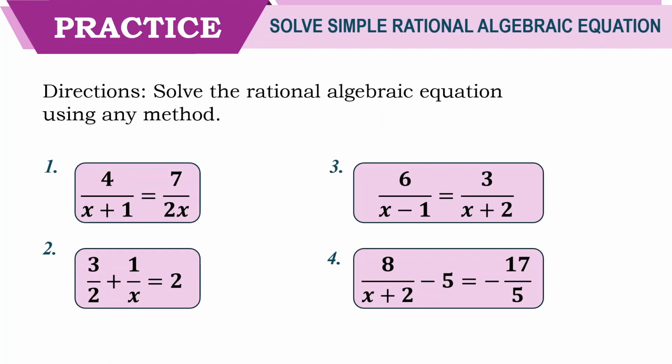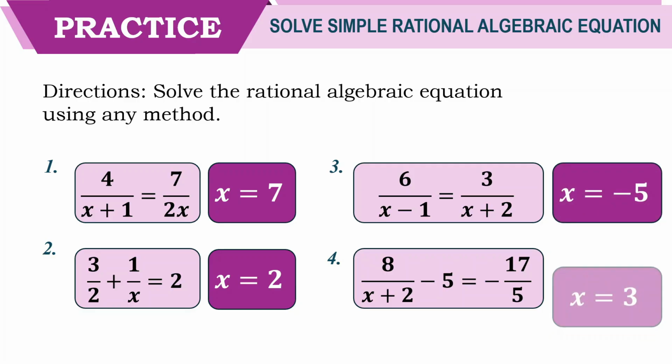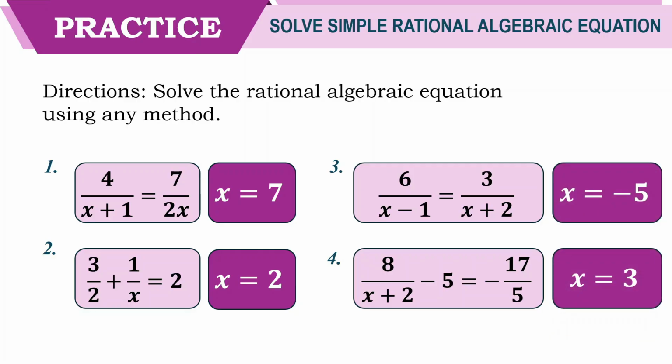Now it's your turn. I will be giving you these questions, and I want you to pause the video and try answering them. And then proceed with the video so you can check if your answer is the same as the one in the slide. Here are the answers. For number 1, x equals 7. Number 2, x equals 2. Number 3, x equals negative 5. And number 4, x equals 3. If you got all of them correctly, then that's perfect.